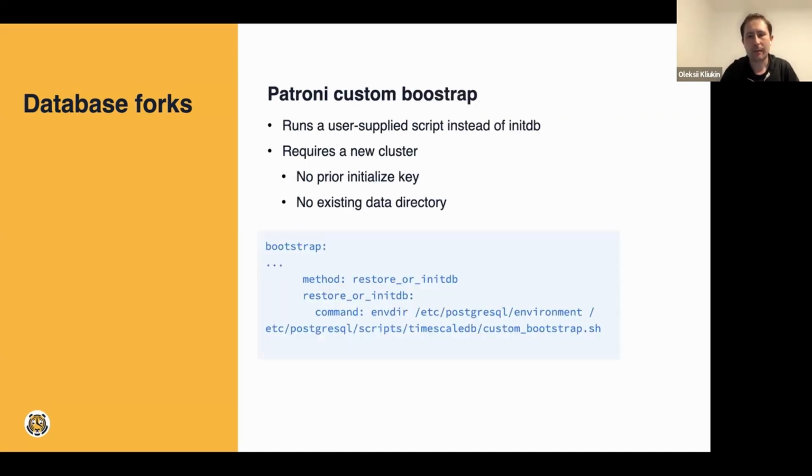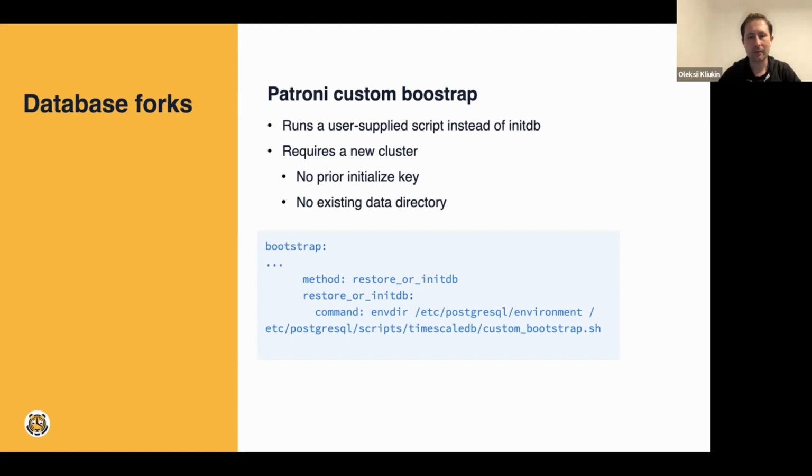So the Patroni custom bootstrap that I mentioned before basically runs a user-supplied script instead of initdb, and it has certain restrictions. Patroni custom bootstrap requires a cluster to be a brand new one. We store an initialize key in the consistency layer, and if this initialize key is already present, Patroni will recognize that it doesn't need to bootstrap the cluster, but it has to, say, create a new replica in that cluster and will not run a custom bootstrap script. Also, if there is an existing data directory, Patroni will treat the instance as crashed and not new, and will not run a custom bootstrap script.